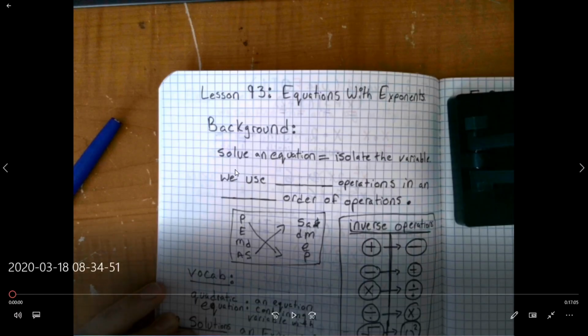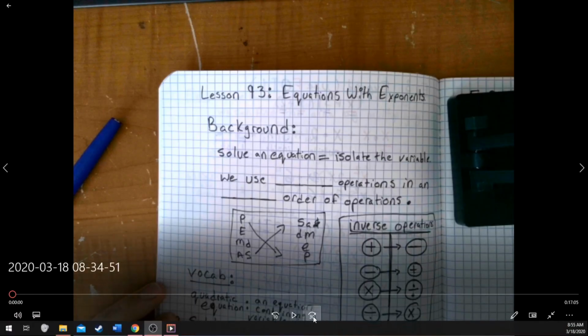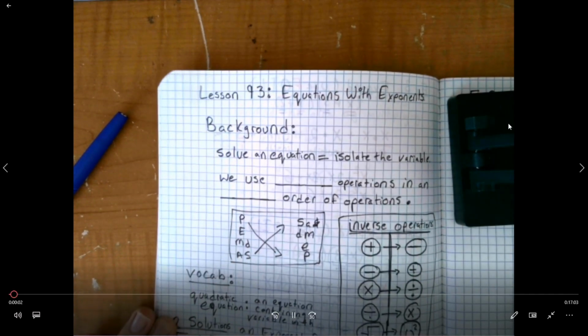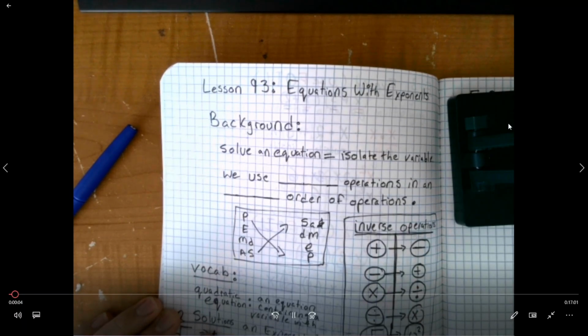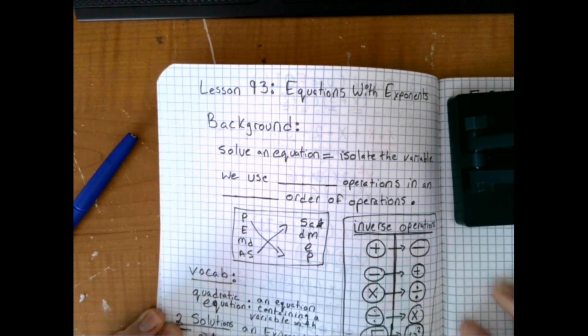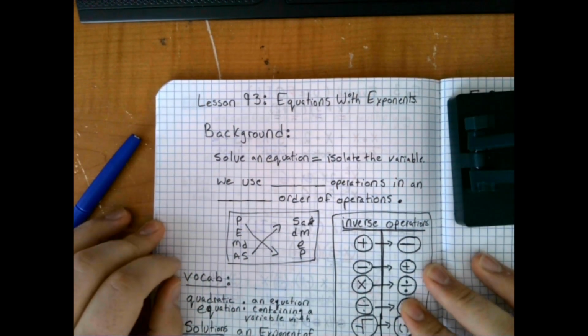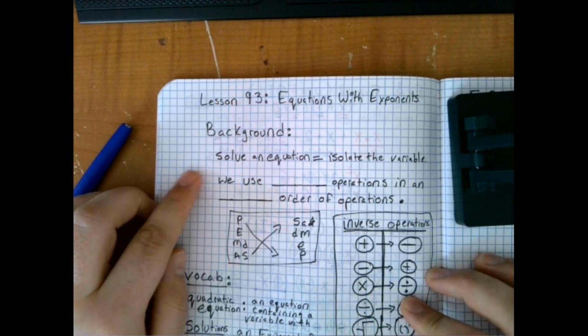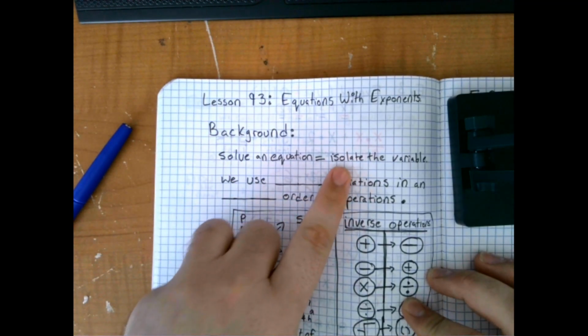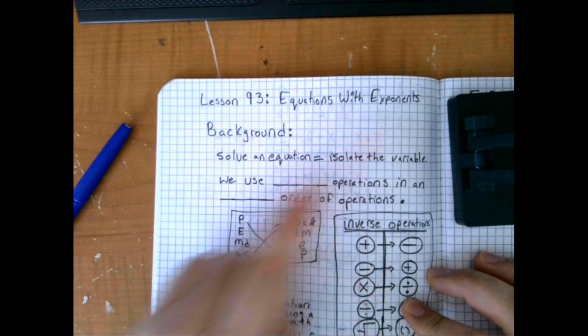Alright guys, so this is going to be lesson 93, equations with exponents. We are going to be working on solving equations. Remember that solving equations means we're going to be isolating the variable. We already should know that. We're going to solve an equation and isolate the variable. We're going to get the variable by itself.